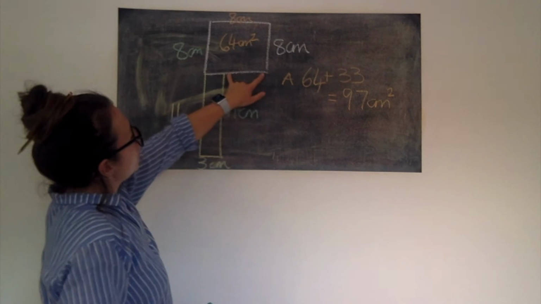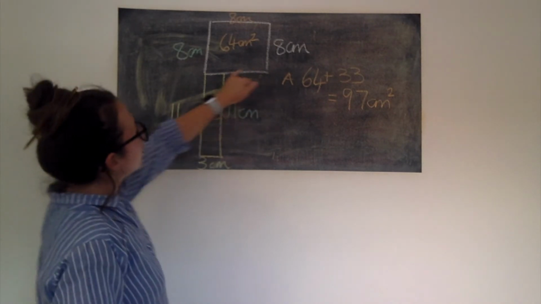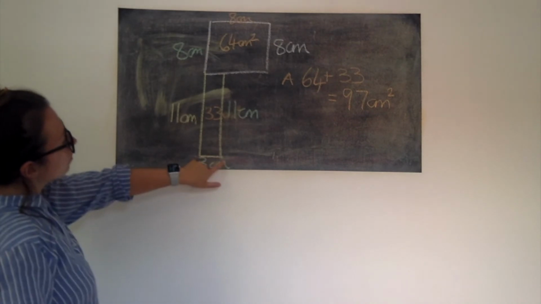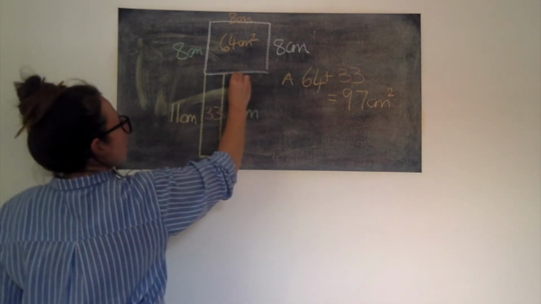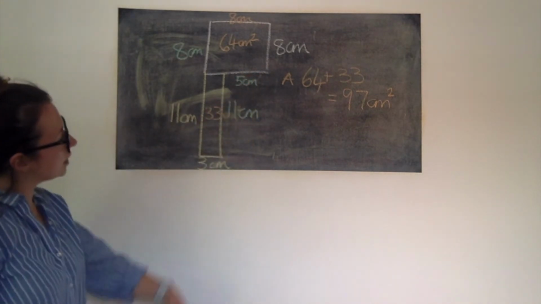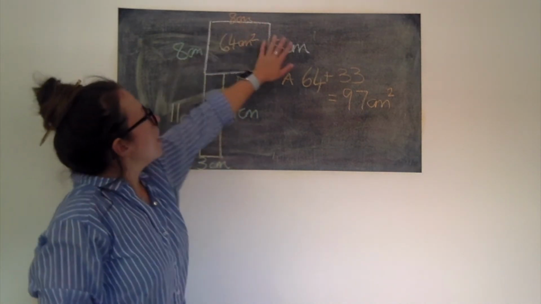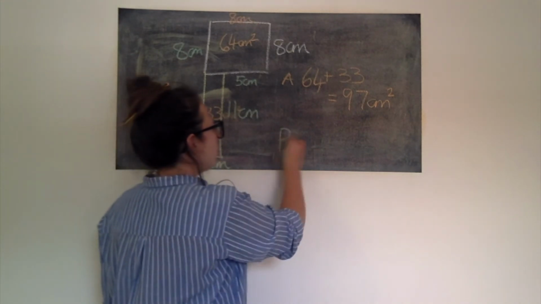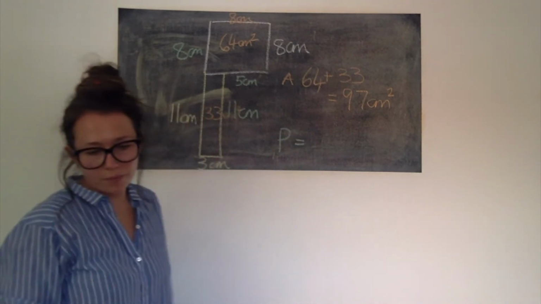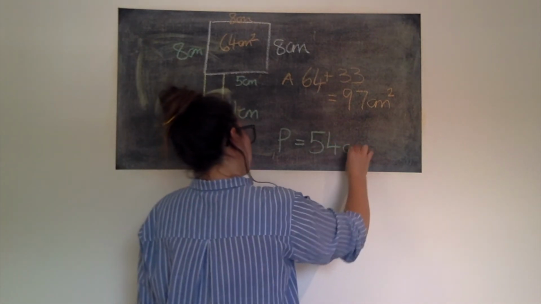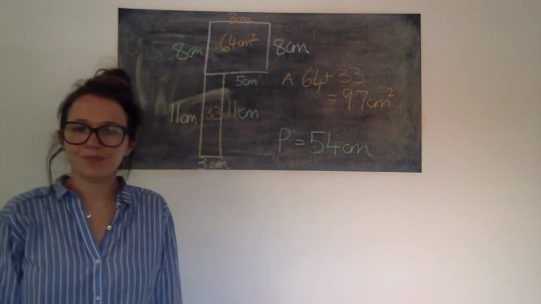Now I'm just missing this length here. Now I know that from here to here is 8 centimetres, and I need to take away the 3 centimetres from here. So this little length here is 5 centimetres. Now we just need to calculate all of these outside distances together to find our perimeter. So the perimeter of our compound shape is 54 centimetres. Well done if you got that.